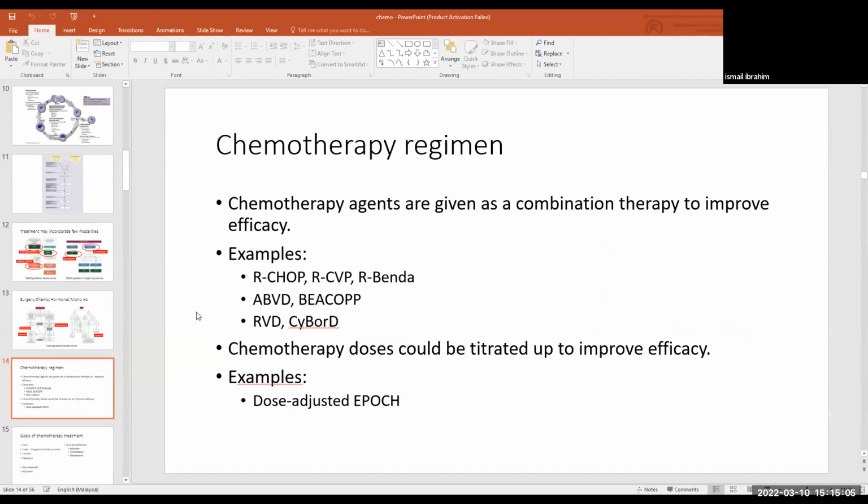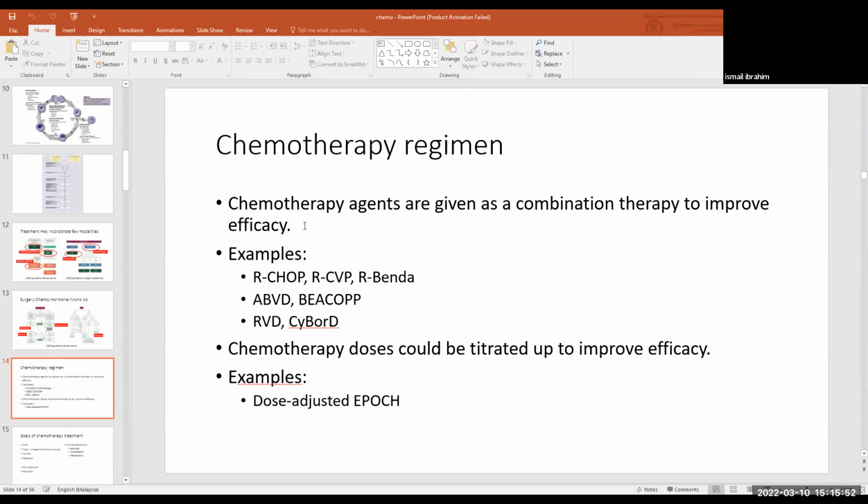And chemotherapy itself is not one single medication or one single agent that we use. It is a regimen. For example, in treating patients with lymphoma, we give R-CHOP. We don't give one single chemotherapy; we combine 5 different chemotherapies. ABVD in Hodgkin. In multiple myeloma, we give RVD, CyBorD. We are giving a lot of chemotherapy in one go. So that's what regimen means, a combination therapy.